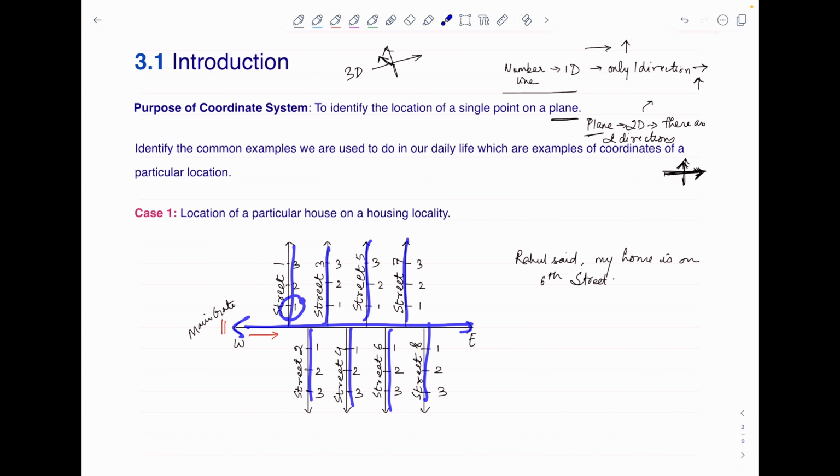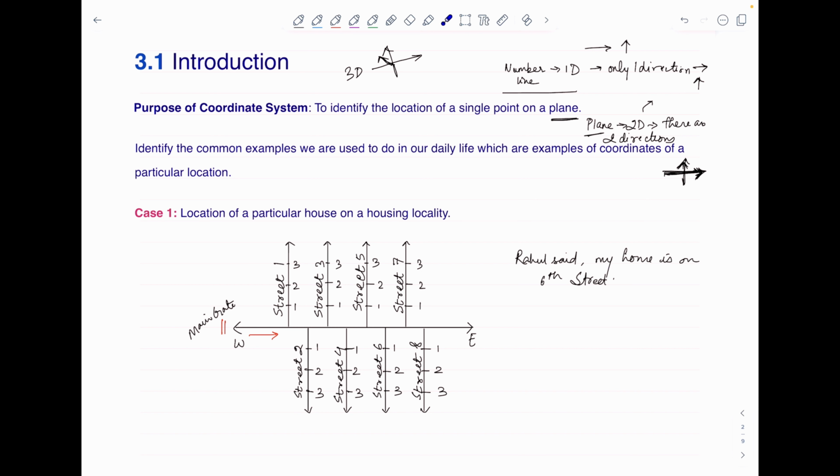Each street has 3 houses: 1, 2, 3. And the streets are what? Branching from the main road. The streets are branching from the main road. So Rahul said that my house is on 6th Street.